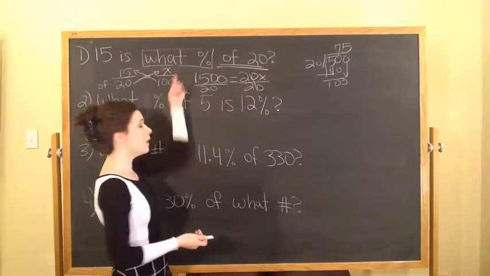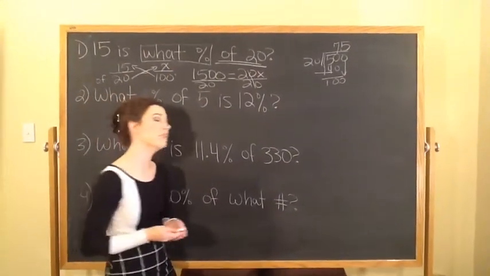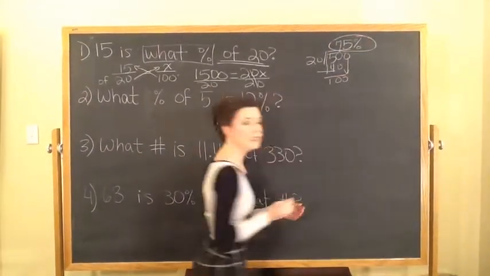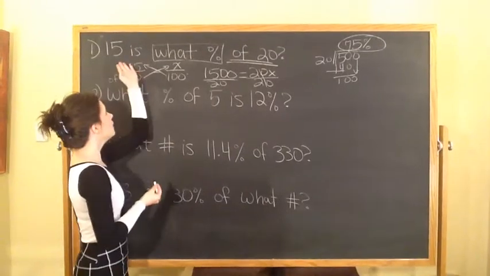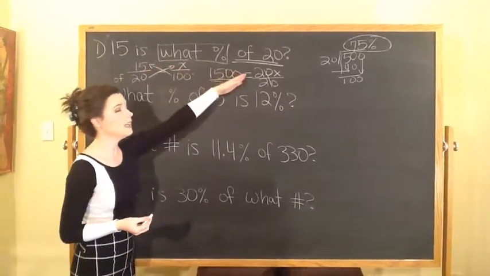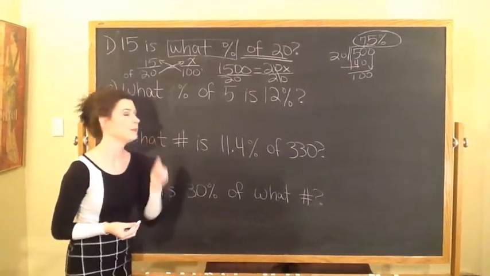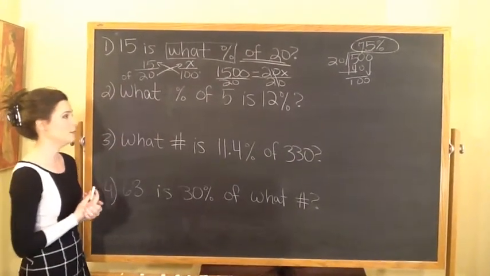And since it's in the partial percent section, what we're solving for means we're looking for 75%. And then we can always look back at our original question. It says 15 is what percent of 20? It is 75% of 20. So that answers our question.